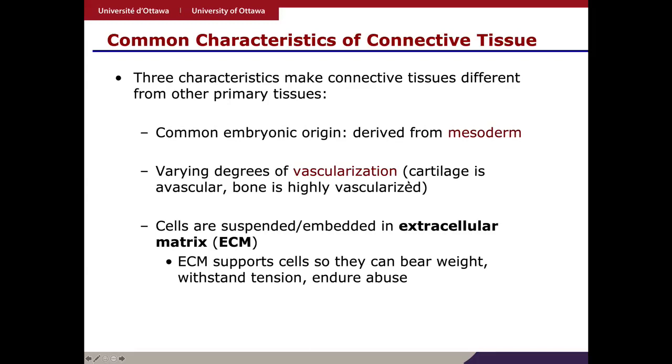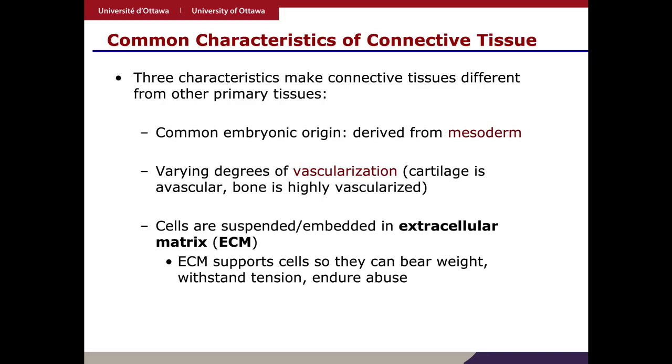There are 3 things that make connective tissues different from other primary tissues. First is that they all come from mesoderm. They all have varying degrees of vascularization, or the number of blood vessels that supply nutrients to it. Cartilage is avascular, meaning it has no blood supply, but bone is highly vascularized. Finally, all the cells are suspended in an extracellular matrix, or ECM.